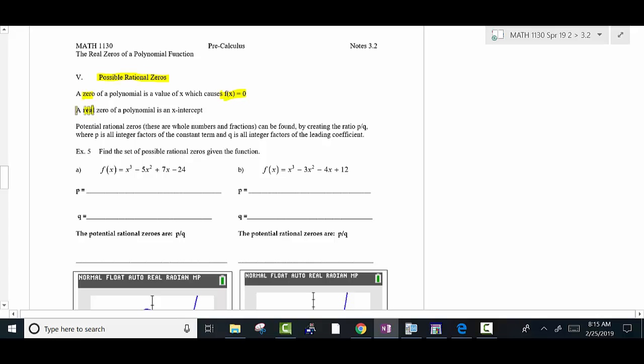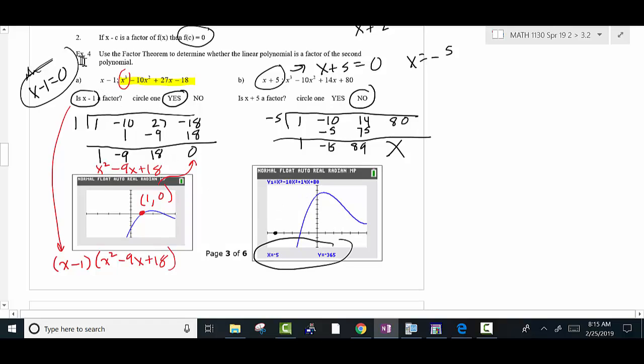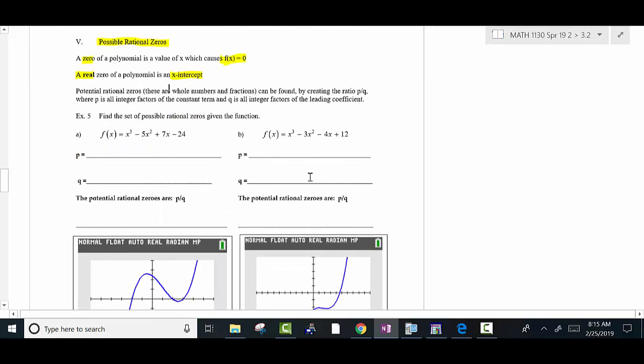A real 0 is an x-intercept. So like on the last problem, for instance, if you go to example 4 on the last page, 1 is a 0. The x equals 1 caused y to be 0. That's the idea. So what we're going to do is create this list, and this is just something I want you to know how to do.